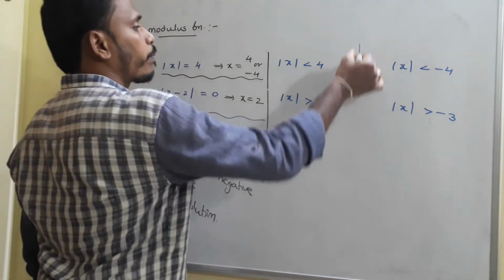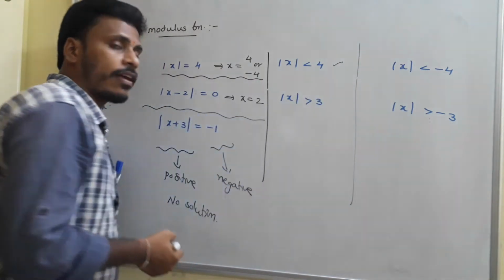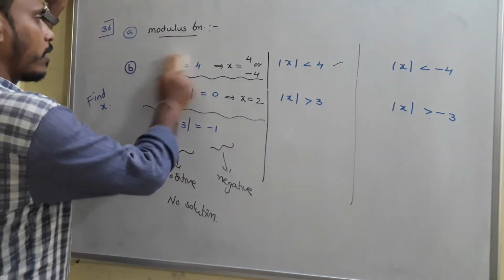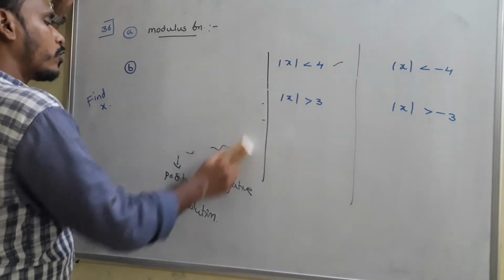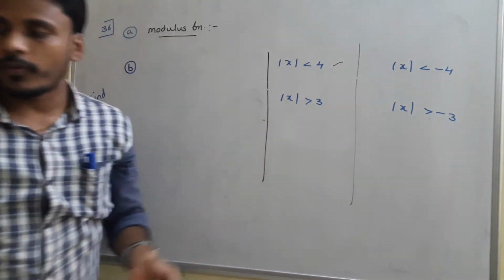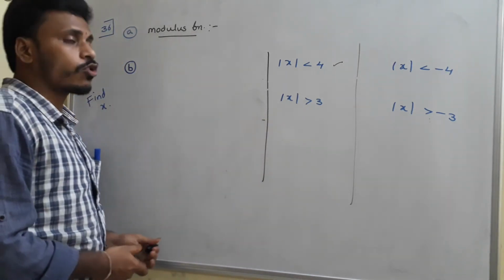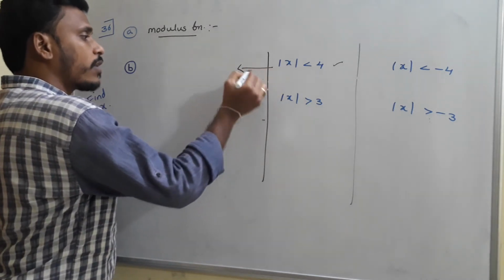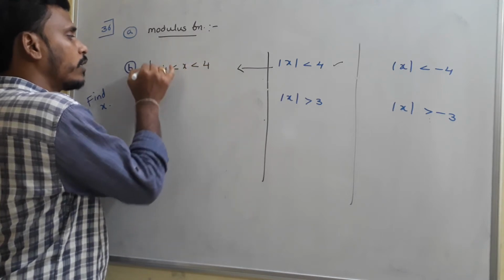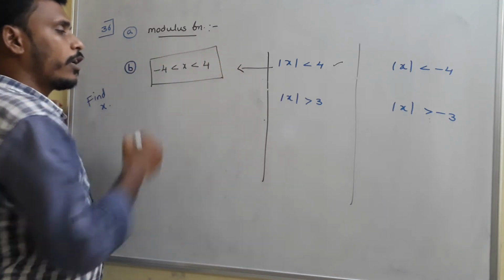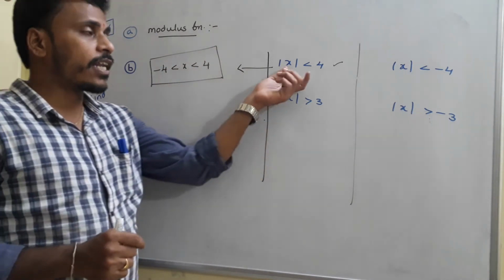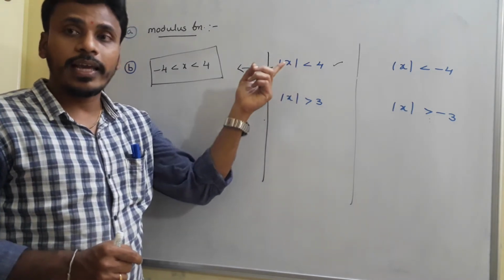Then you need to think about the cases modulus of x less than 4, whereas modulus of x greater than 3. I am erasing this for space. Modulus of x is less than 4. See, the values of x which you pick from real numbers such that modulus of x is less than 4 are the values in between minus 4 and 4. If x values are in between minus 4 and 4, all those values satisfy mod x less than 4.